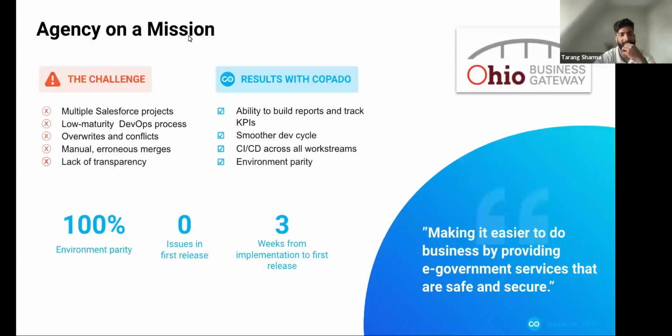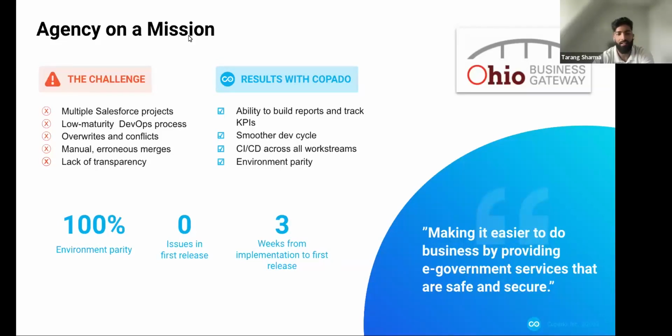Thank you, Graham. It's my pleasure now to introduce Prashant Gupta, who is a talented software dev specialist at the Ohio Department of Administrative Services, who recently worked on their Ohio Business Gateway project. So welcome again, Prashant.